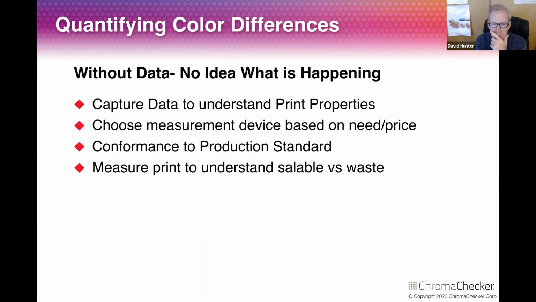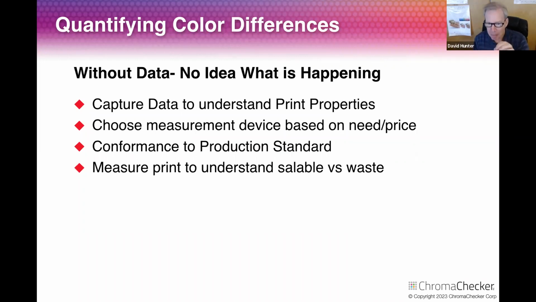So when we're quantifying color differences, if you're not capturing data, you have no idea what's happening. So it's critical that you capture the data with some sort of measurement device, of which there are all sorts of shapes and sizes on the market, as I'm showing you some of them here. And the choice of which measurement device you choose will be based on not only your need, but also your price point and your quality requirements, which comes down to the conformance to your production standard. Does this meet your expectations in terms of a color match?